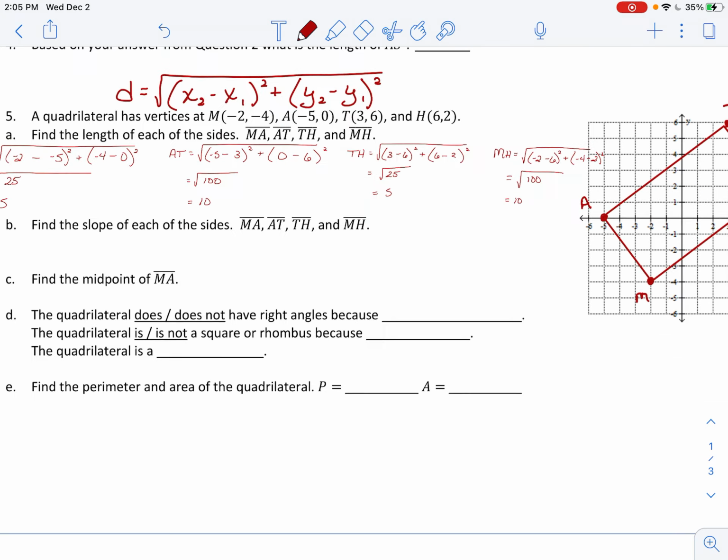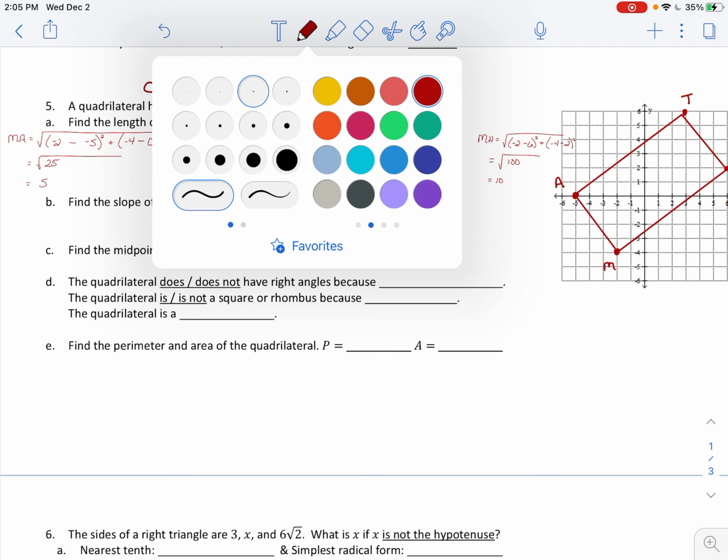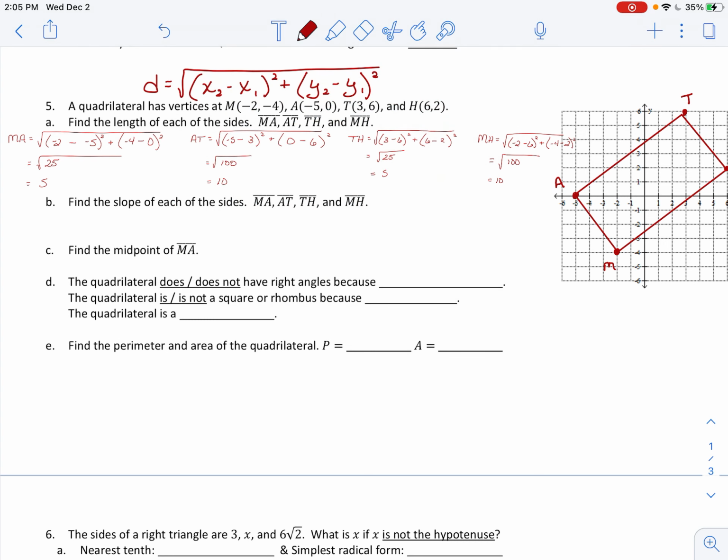Which right away, that tells me a lot of things. I know that we have 2 pairs of equal opposite sides. So I know it's not a square. I mean, I didn't think it was a square because I can see the picture, but I have proof now that it's not a square. I have 2 sets of equal sides. It could be a parallelogram. It could be a rectangle. It cannot be a rhombus. So I'm going to go ahead and answer part D. Not a rhombus because there are 2 sets of congruent sides, not all 4.